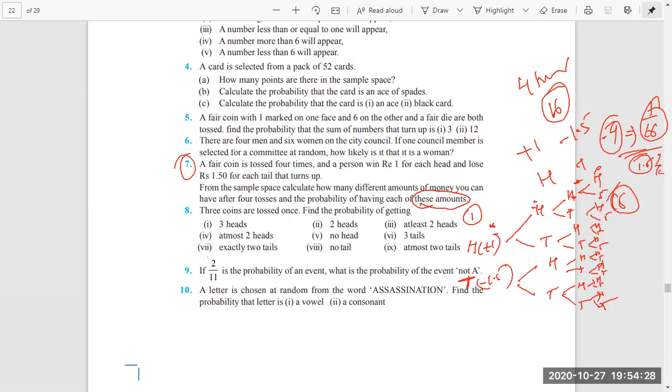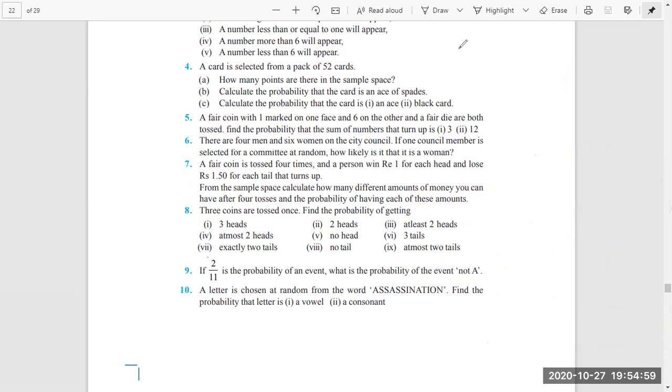Again 1 by 16. The probability of each outcome is equal, always 1 by 16, because we are taking only one outcome at once. According to your head and tail sequence, you will get different amounts. You can count it. This is how you do it. You will get 16 outcomes, sometimes repeated amounts. It will take time, but you know how to do it.